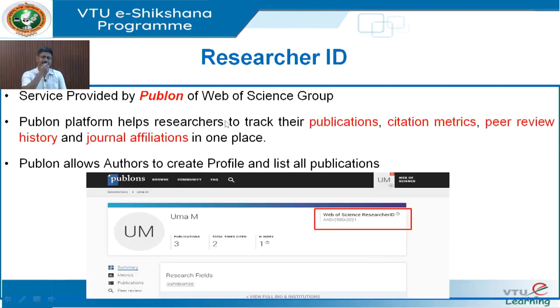ResearcherID, again, is a service by Publons of the Web of Science group. They give you a unique alphanumeric ID, and whenever your papers are indexed in Web of Science, you can link them there. It also keeps track of the number of publications, citation metrics, and peer review history. For example, if you extend a review to other journals, you may get a journal article to review. I have reviewed so many articles, and that information also gets reflected. Again, it's an academic activity, right? So Publons allows authors to create a profile and list all their publications.